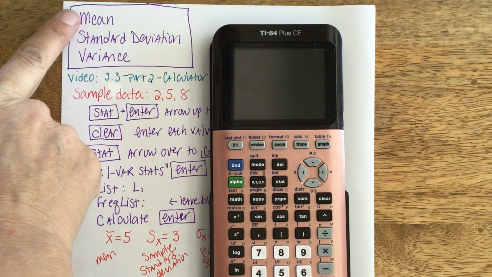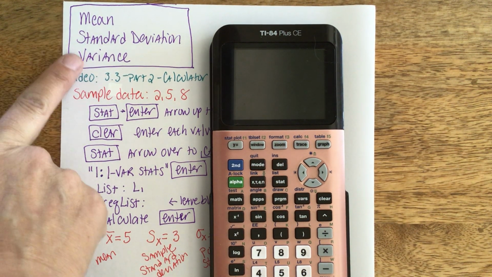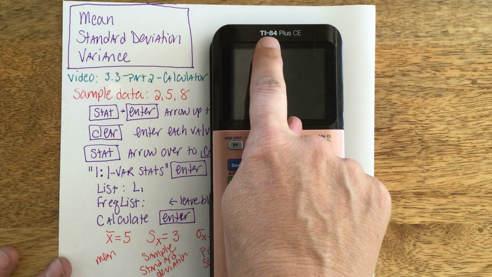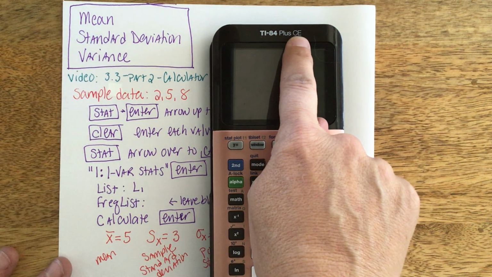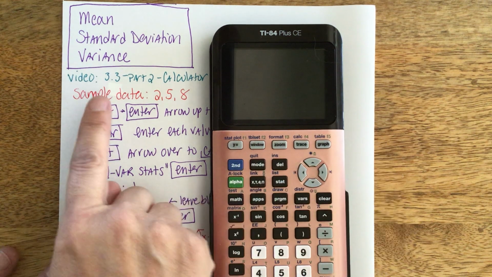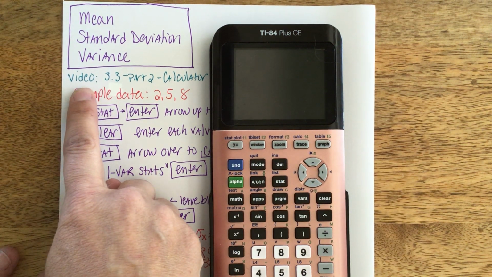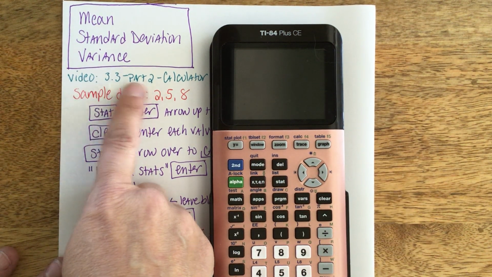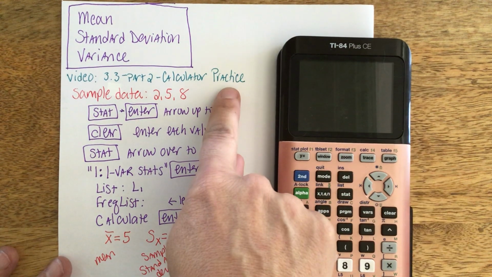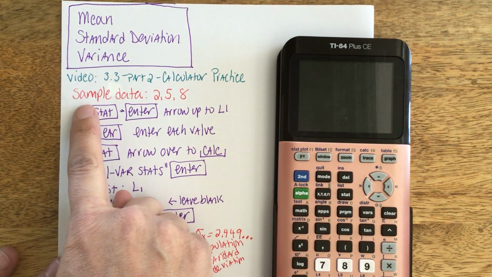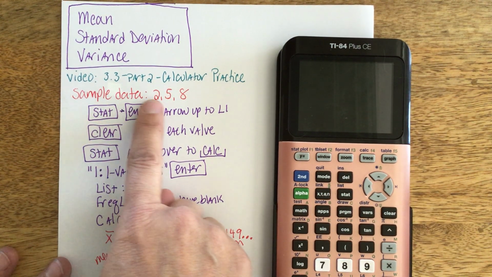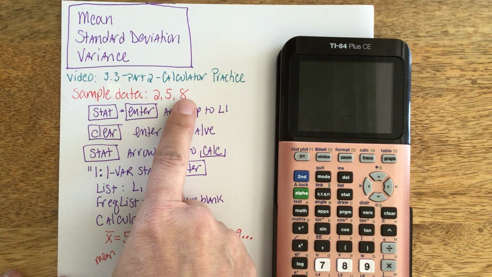So allow me to show you how to find the mean, standard deviation, and variance for the TI-84 Plus CE calculator. Specifically, I'm going to be taking this from my video section 3.3, part 2, calculator practice, which begins with a small sample set of data consisting of the numbers 2, 5, and 8.